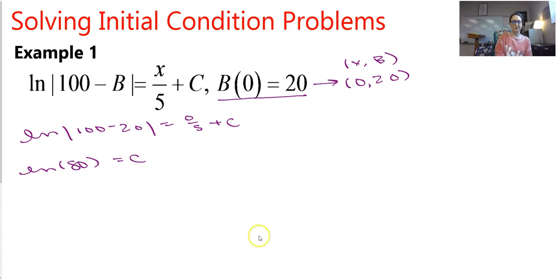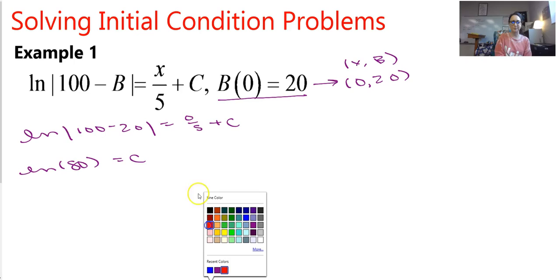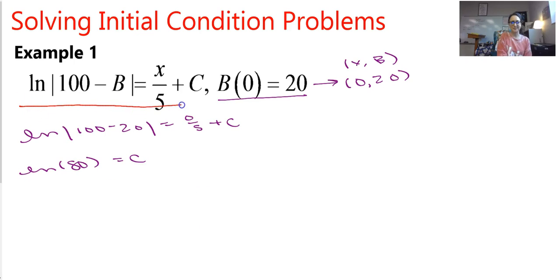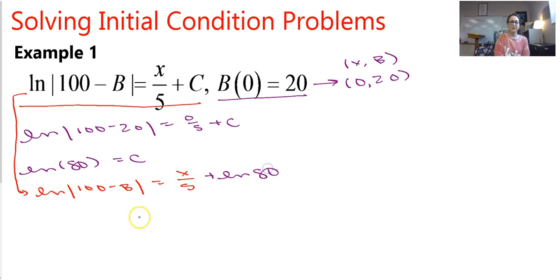Okay, so now what we're going to do is come back to where we started, which was here, and I'm going to plug in ln of 80 for c. So I've got ln of the absolute value of 100 minus b equals x over 5, and then for c I'm going to plug in ln of 80.